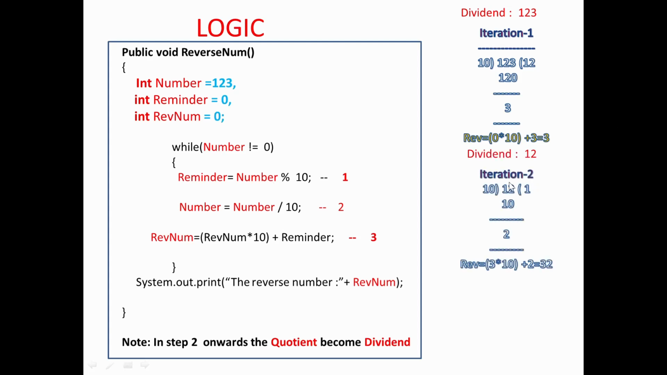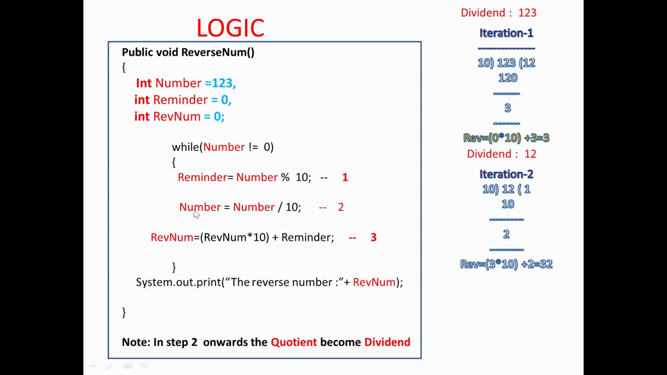Okay. Second iteration, how will it start? The first iteration's quotient becomes the number. In the first iteration it was initially assigned 1 2 3. Instead of 1 2 3, I will assign the quotient of the first iteration. So here you can see 12 is divisible by 10 one time; 1 is the quotient, 2 is the remainder. This 2 is assigned to the remainder variable and 1 is assigned to the number.